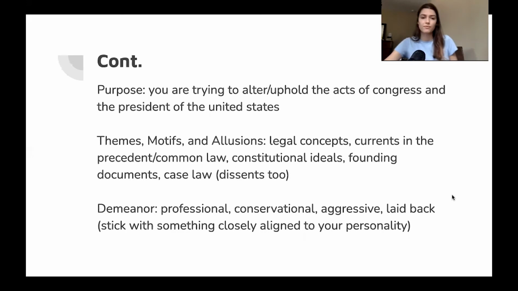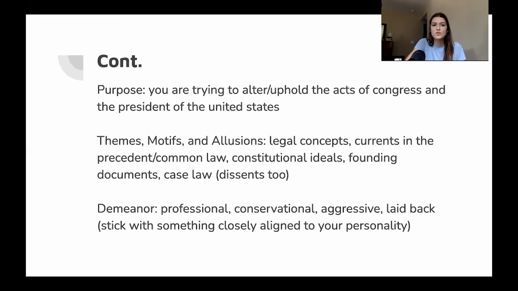Just a continuation of this, this kind of fits in with your tone, but the purpose of your argument is that you're going to be asking justices to alter or uphold an act of Congress, in this case the problem this year, or an act of the President of the United States. So that's another way that you're going to conceptualize and embody this tone, respect for your audience.